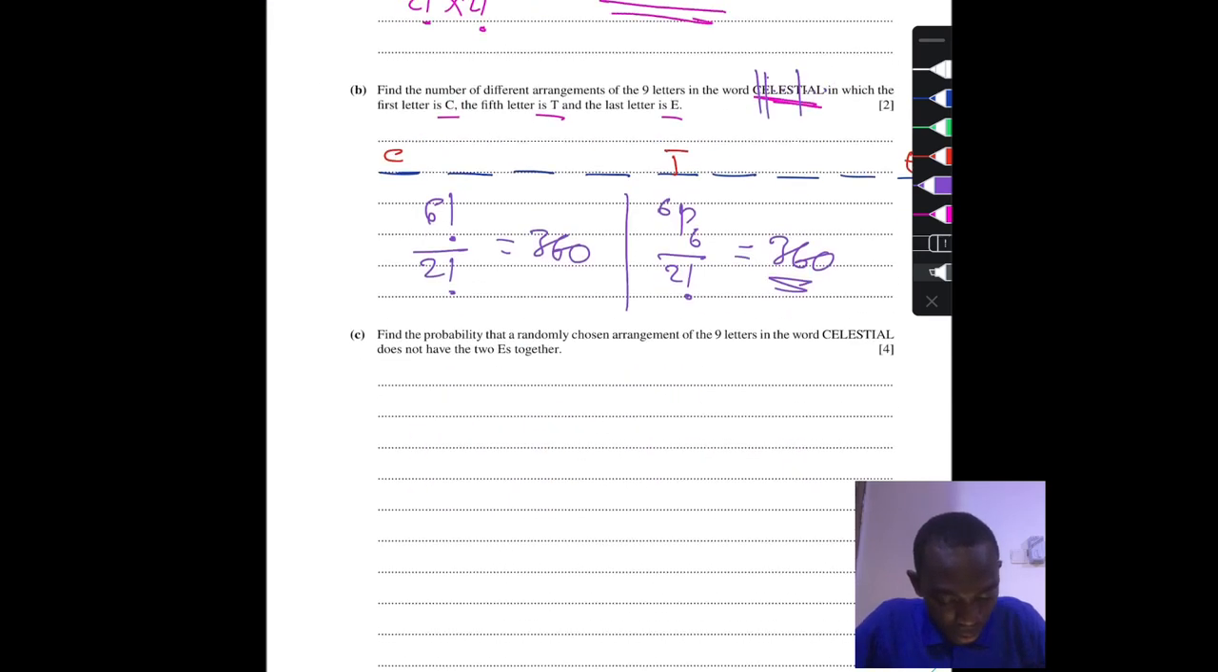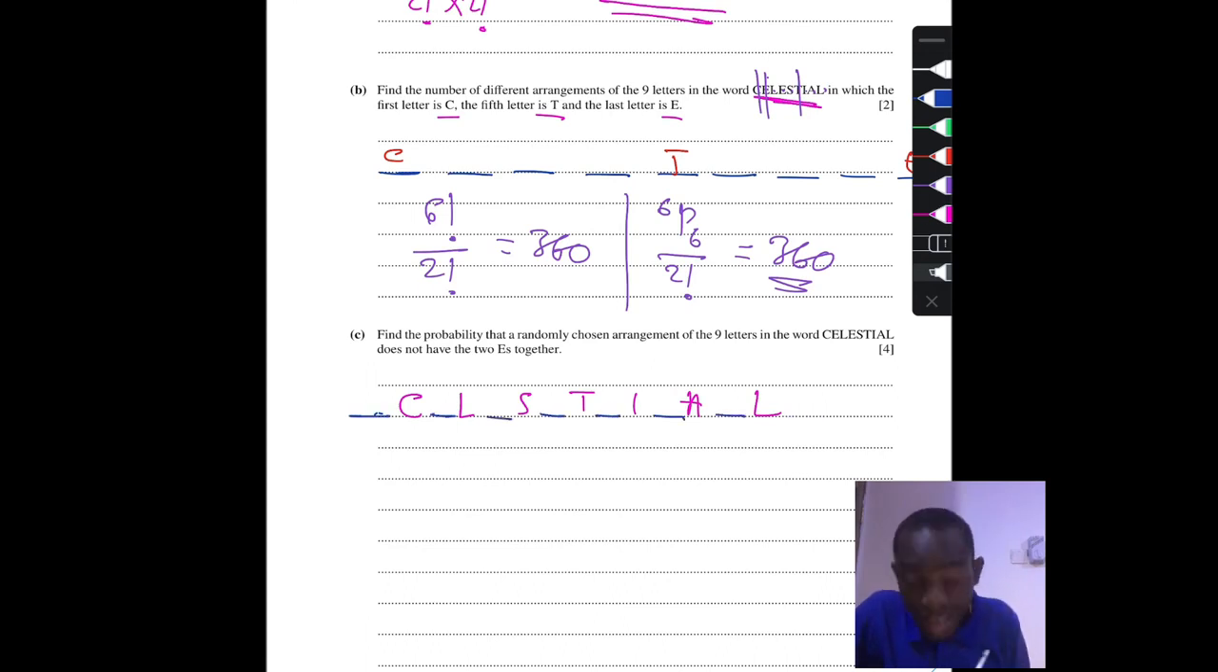All right, then it says, find the probability that a randomly chosen arrangement of the 9 letters in the word celestial does not have the E's together. So you are going to split the E's. Okay, so let's arrange the ones that they didn't talk about first. So we can have C here, L followed by L, followed by S, followed by T, I, A. Then let's put dashes. Dash at the beginning, till a dash ends it.